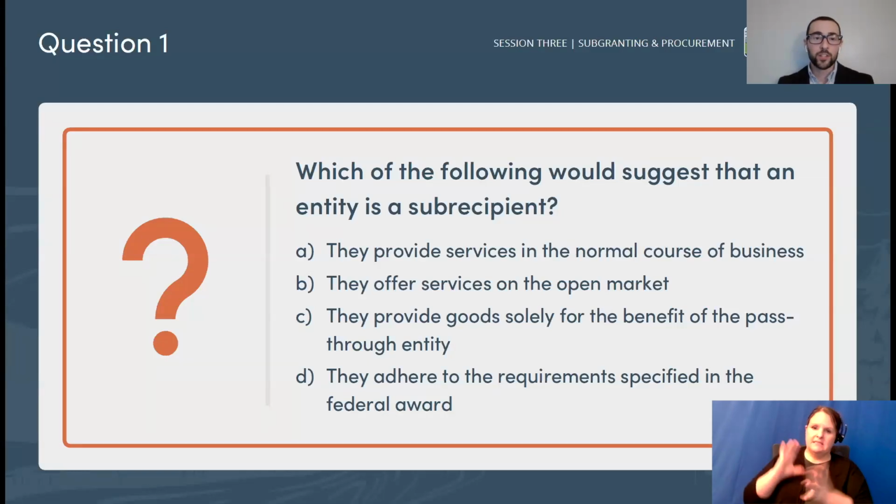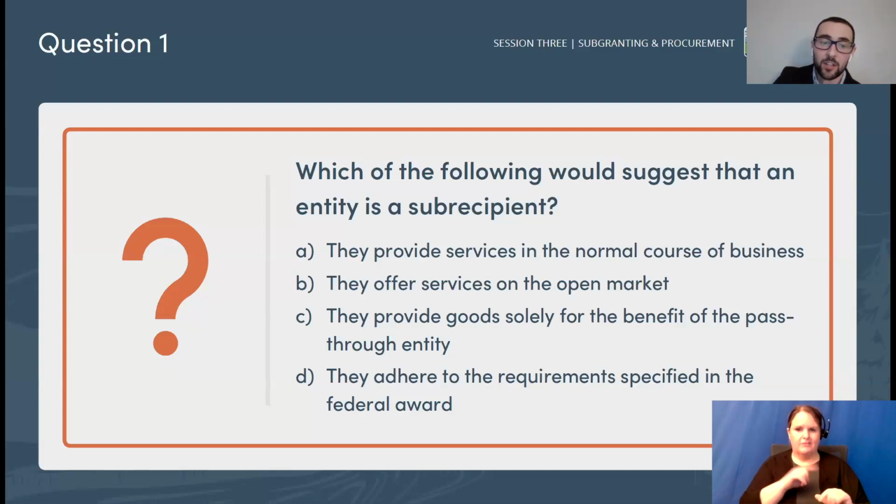So which of the following would suggest that an entity is a subrecipient? So not a contractor, but a subrecipient. If the entity provides services in the normal course of business, if they offer services on the open market, provide goods solely for the benefit of the pass-through entity, or adhere to the requirements specified in the federal award. Under which of these options would we get the inclination that the entity is a subrecipient? If you want to take a guess and drop it in the chat box, or just think of it, that would be great.